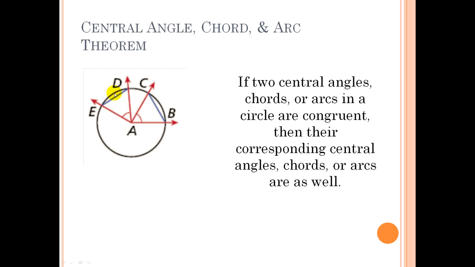Like right here you get this grouping, angle EAD, chord ED, and arc ED all go together. And if any one of them is congruent to the set over here, angle CAB, arc CB, and chord CB, then the other ones are too. They kind of come in sets, is what this theorem is talking about. So I like to call it the central angle chord and arc set theorem.